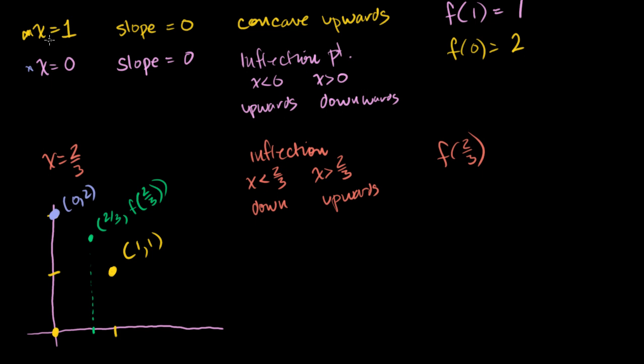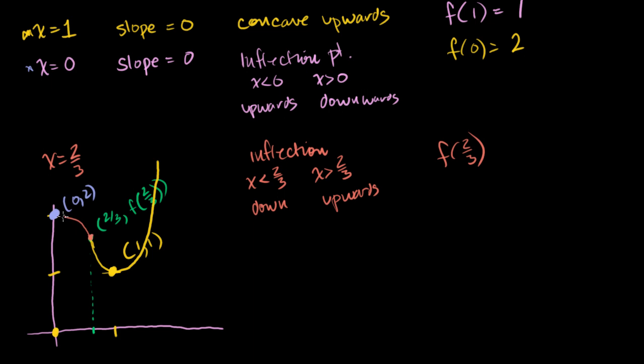We know that at x is equal to 1, the slope is 0. It's flat here. And we know it's concave upwards, so it looks like that over that interval. We know we're concave upwards from x is equal to 2/3 and on. Let me do it in that color. That's why I was able to draw this U shape. Now we know that when x is less than 2/3 and greater than 0, we're concave downwards.